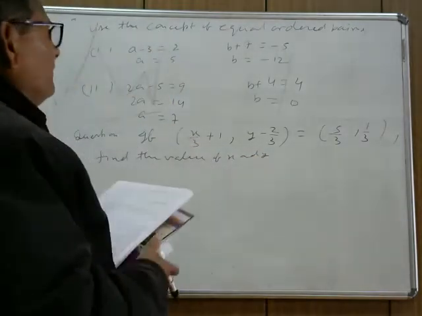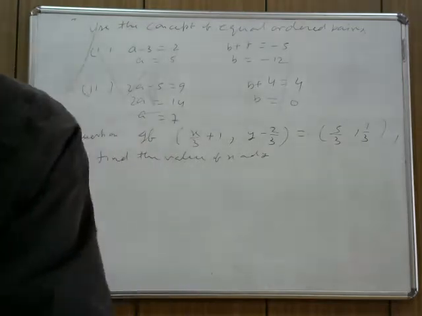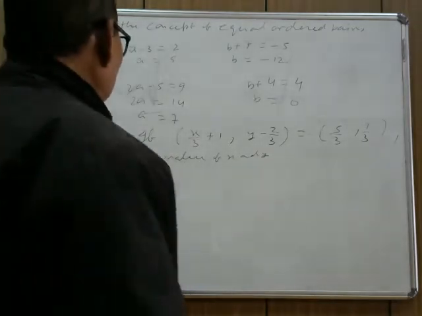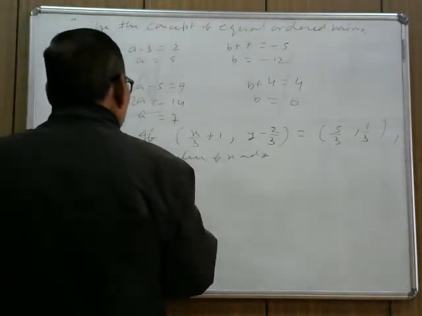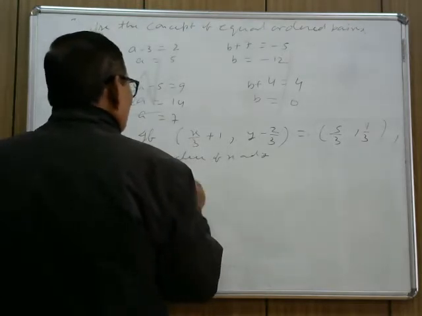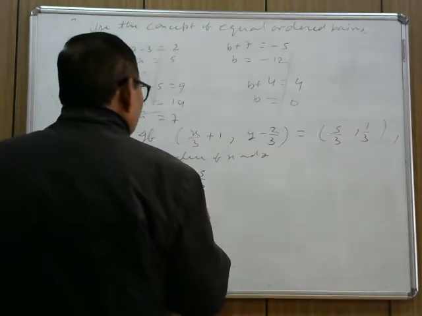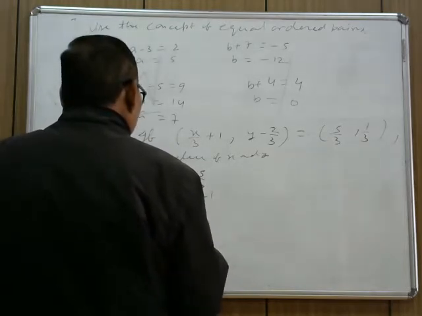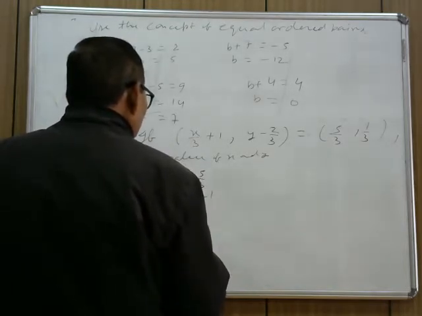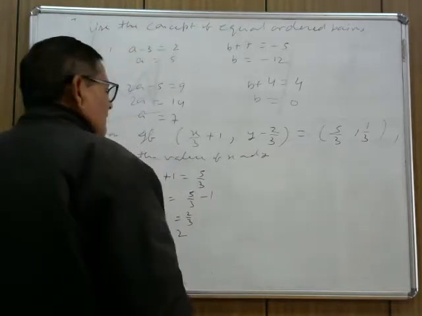Use the concept of equal ordered pairs. When you say that two ordered pairs are equal, apply that. Your x by 3 plus 1 is equal to 5 by 3. x by 3 is equal to 5 by 3 minus 1. x by 3 is equal to 2 by 3. Your value of x is 2.